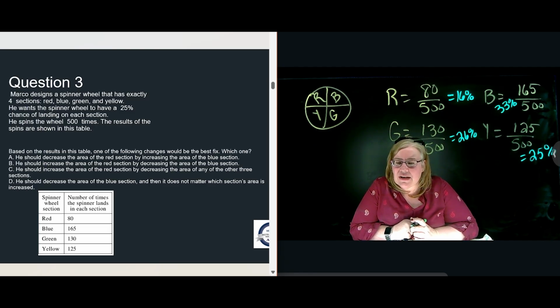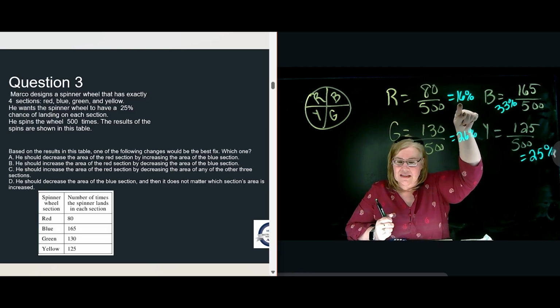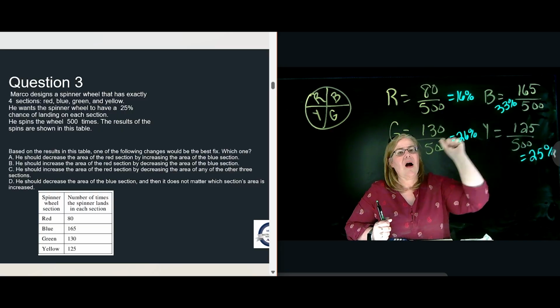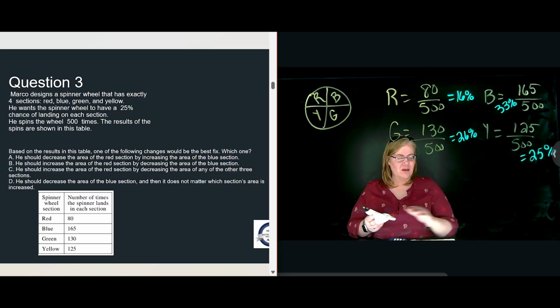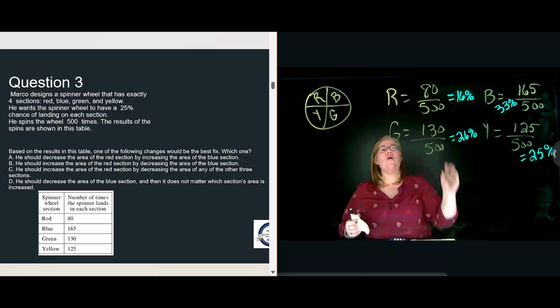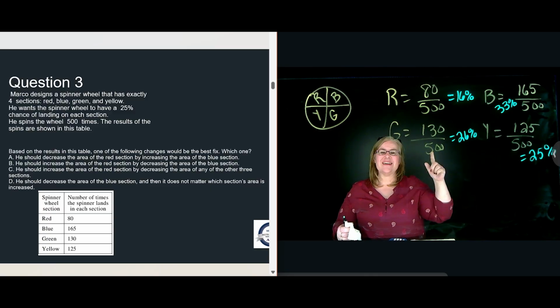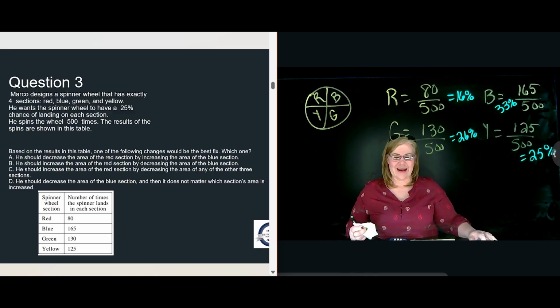It says he should increase the area of the red, correct, and decrease the area of the blue, also correct. So my answer would be B. Good job, guys. And we know that when we divide, we move our decimal 2 places to the right.